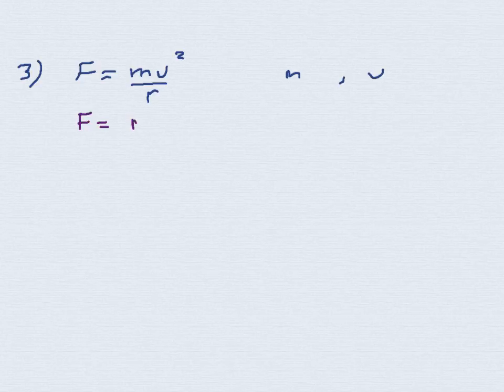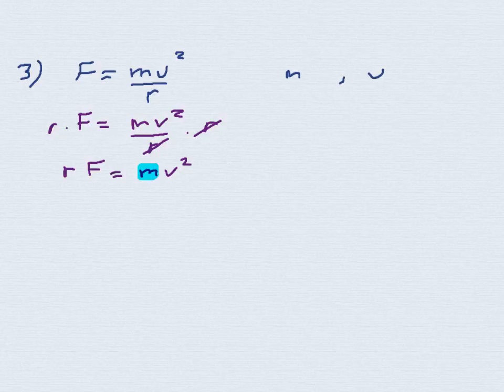If I do this in steps, if you skip steps, you're going to get caught sometimes being overwhelmed. Times that side by r, times this side by r. Rewrite what you have left. r times F is going to equal mv squared. And you want to get the m by itself, and the m right now is multiplied by v squared. So the opposite would be you need to divide both sides.